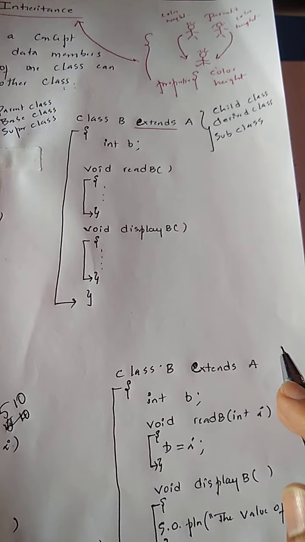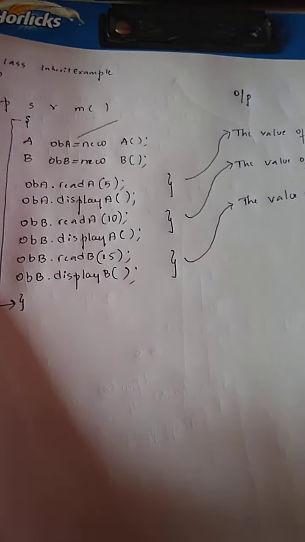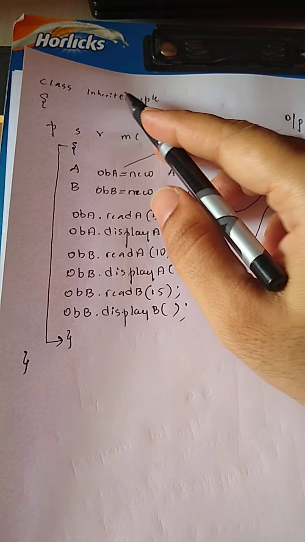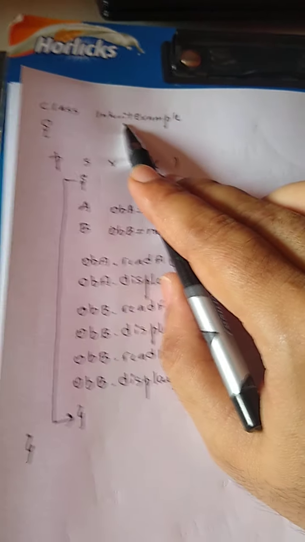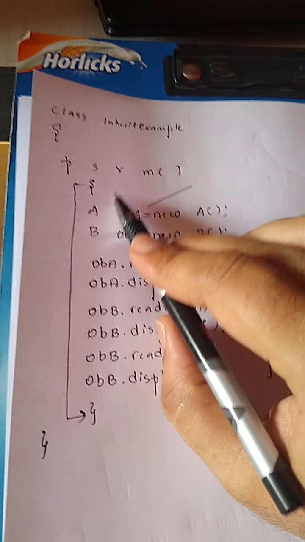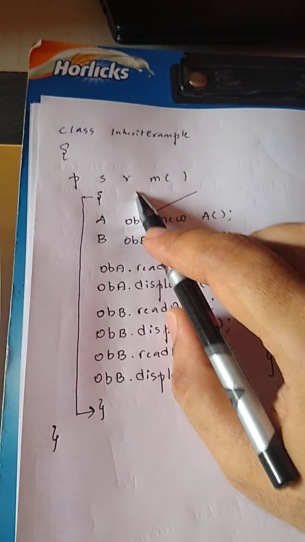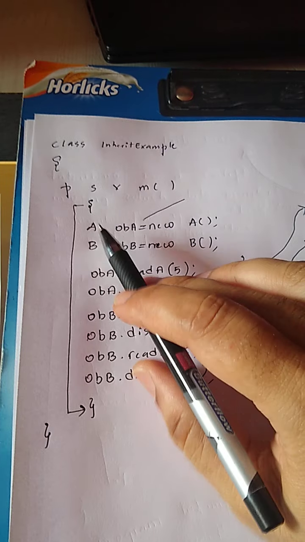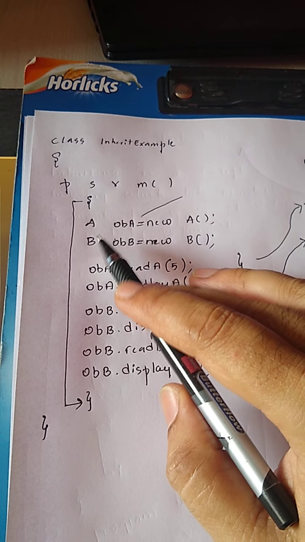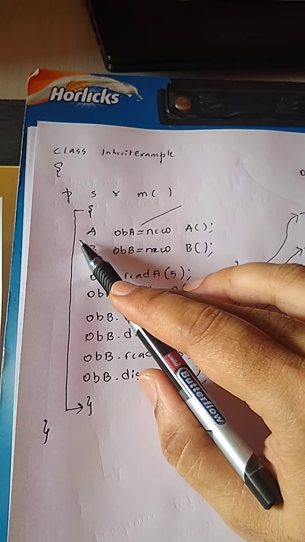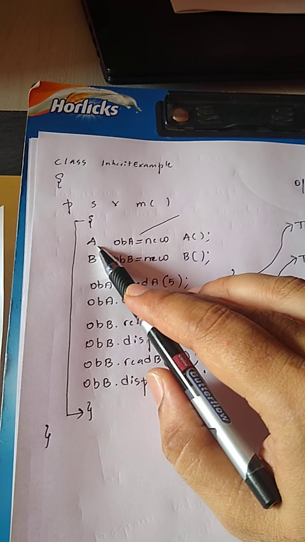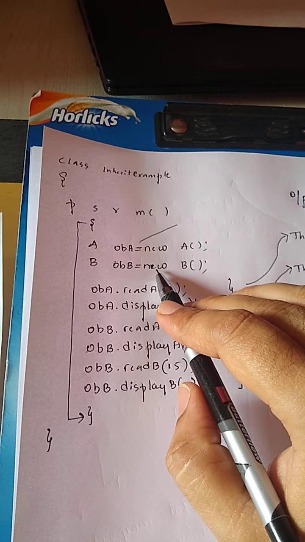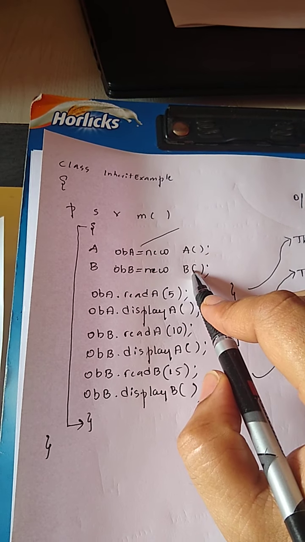Now I will consider one more class, just to define public main, with the name InheritanceExample, within which there is a public static void main. Within the main I have created two objects, one of type class A, another of type class B. I think you know how to create an object. First you go with the class name, so the class name is A as well as B. Next the object name, the new operator, then the class name.